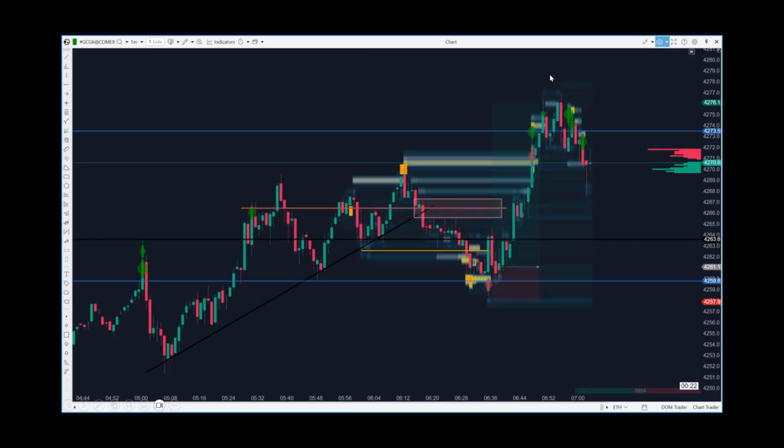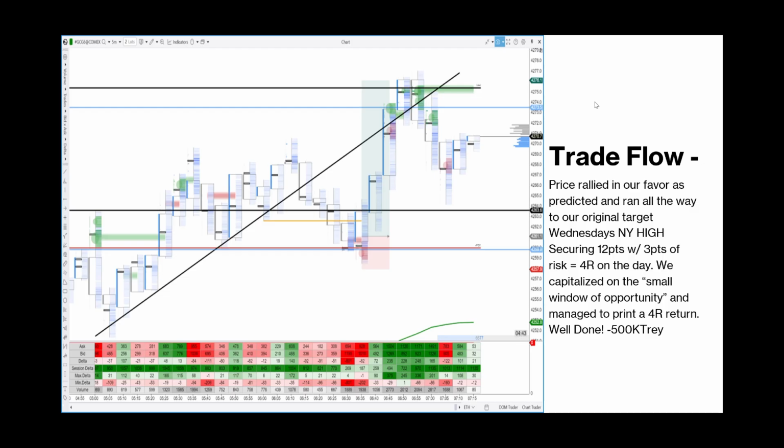Beautiful. Price ran all the way to target. So the trade flow, as you can see, when I went back to extend the actual internal range liquidity trend line, price is still respecting the trend line. We tried to break above it, we pushed down, we came up, retested it, and then we fell off again. So price is just riding this internal range liquidity trend line.